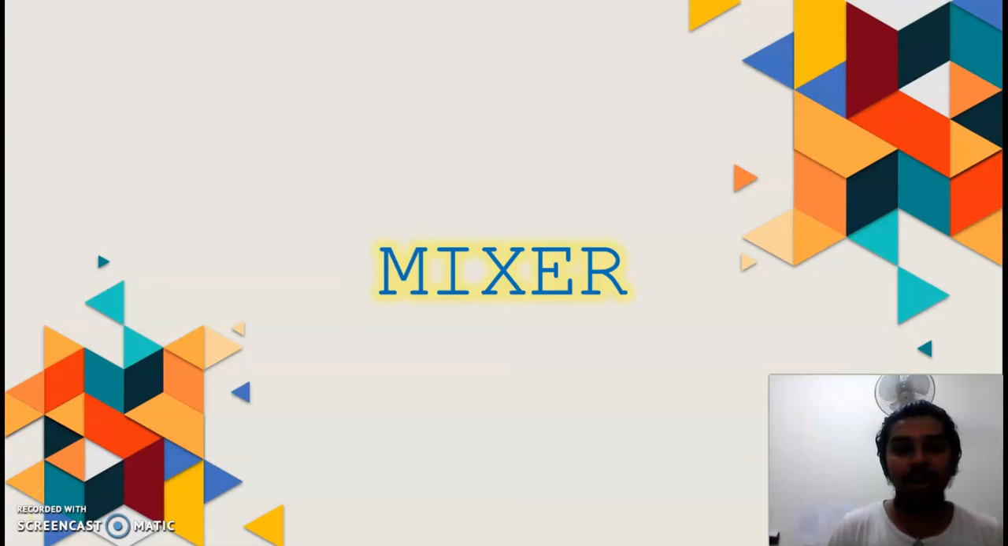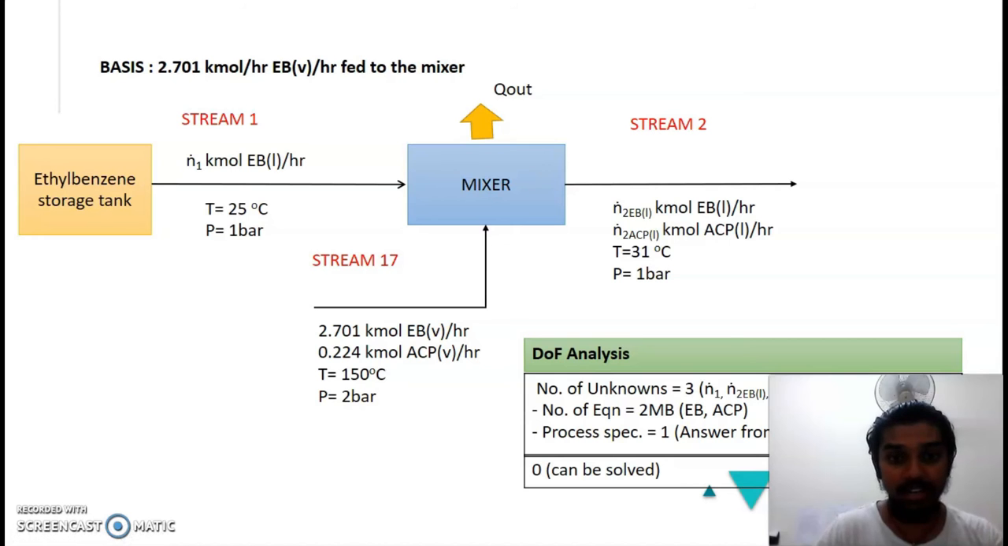Hello and greetings. Today I am going to discuss the solution for the first 6 streams. Let's start off with mixer. When we say there is a mixer, we must know that there must be more than one inlet. So stream 1 and stream 17 is the inlet and stream 2 is the outlet.